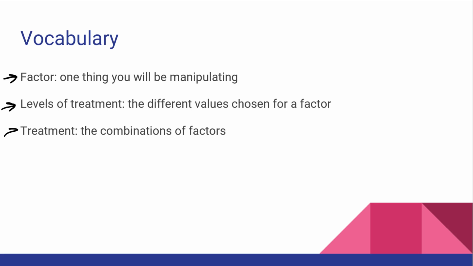And then we have treatment. So this is the combination of factors that we're putting together for our experiment. So in this case, we're putting together all the different levels per factor. So we choose one level for factor 1, one level for factor 2, and one level for factor 3. In the case with the plant experiment, it would be fertilizer type A, 200 milliliters of water, and 10 hours of sunlight. And that would be the subject's distinct treatment.